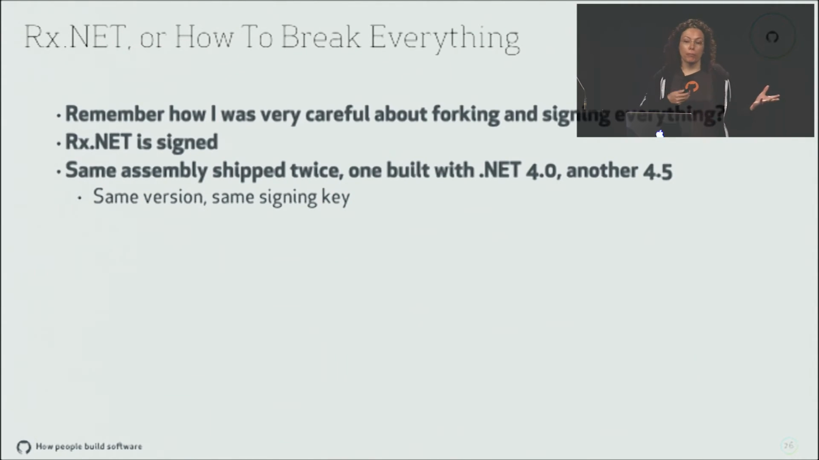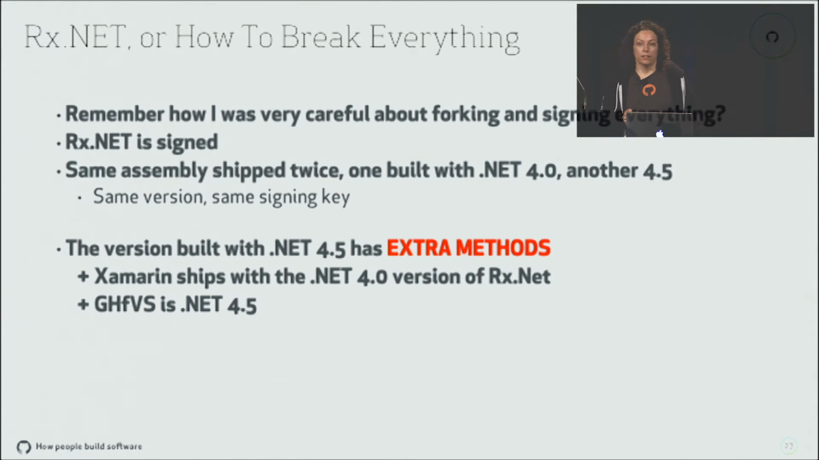Rx.NET. Remember how I said that I was forking and signing every single dependency to make sure that what got loaded was the thing that I wanted? I didn't do that with Rx.NET because Rx.NET is signed. The package is signed and versioned. There's no reason to do it, right? Turns out Rx.NET ships two versions of the same assembly: one built with .NET 4 and one built with .NET 4.5. It's the same version, same signing key, Rx 2, whatever, but two profile builds. And they're not the same.